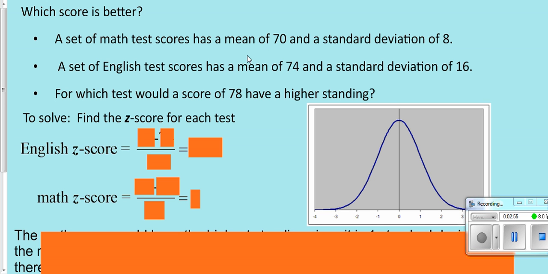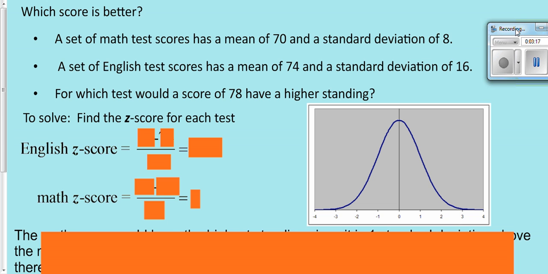So, which one of these two scores is better? We have a math test. The mean of the math test is 70. The standard deviation is 8. We have an English test. The mean is 74. Standard deviation is 16. Which of these scores would be better if they had a 78? If you got a 78 on the math test or a 78 on the English test, which one would be better? Well, all we have to do is figure out the z-scores and we can compare.